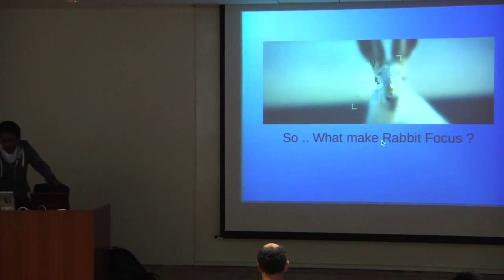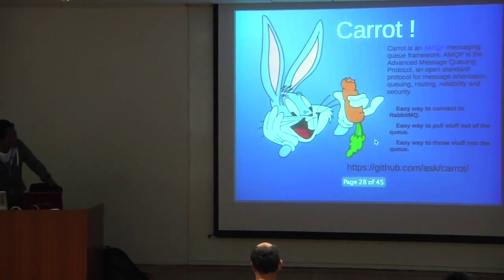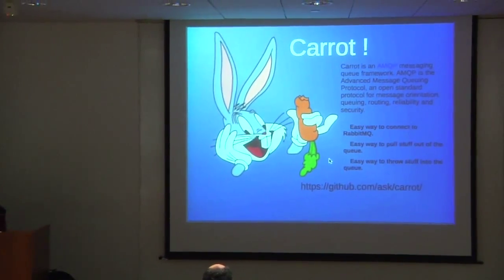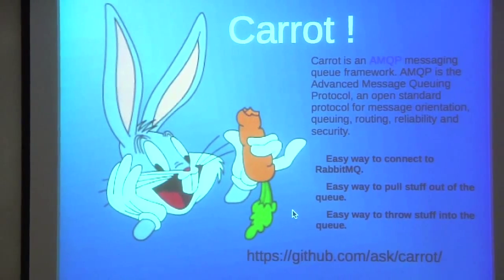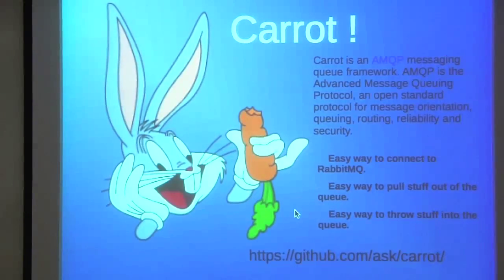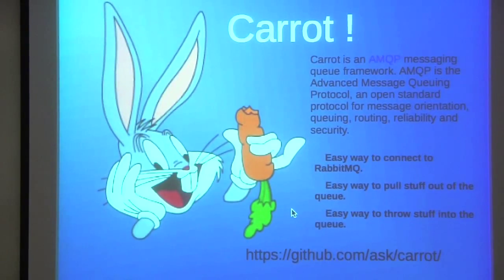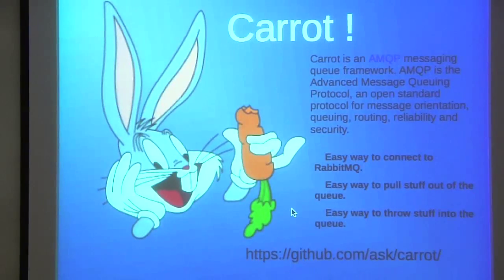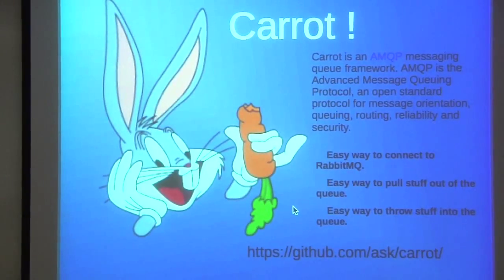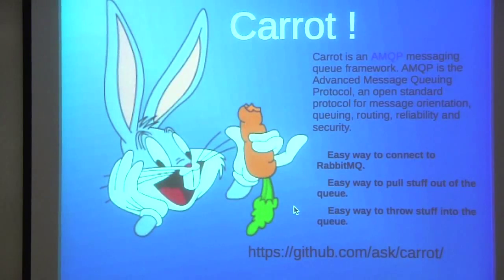That's Carrot. Carrot is a messaging queuing framework. AMQP is the Advanced Message Queuing Protocol, an open standard protocol for message-oriented queuing, routing, reliability, and security. It's an easy way to connect to RabbitMQ, an easy way to pull stuff out of the queue, and an easy way to throw stuff into the queue. You can download that from this.